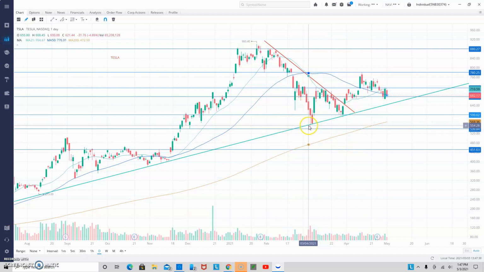And the one below that is where it finally bottomed out during this correction, and that was on March 5th of 2021. And you could see my support level right here is around $540. And that's where we finally bottomed out during the correction. It's made a little bit of a recovery since then.